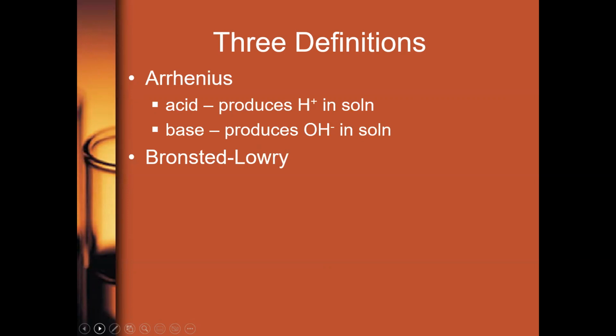Bronsted-Lowry is going to broaden our definition and include more substances. So according to Bronsted-Lowry, an acid is a hydrogen ion donor. So anything that can give up a hydrogen, even if it is not listed first in the compound, is an acid. And a base is anything that can accept that hydrogen. This is where we have ammonia, NH3, that is a base because it can accept an additional hydrogen to make the ammonium ion.